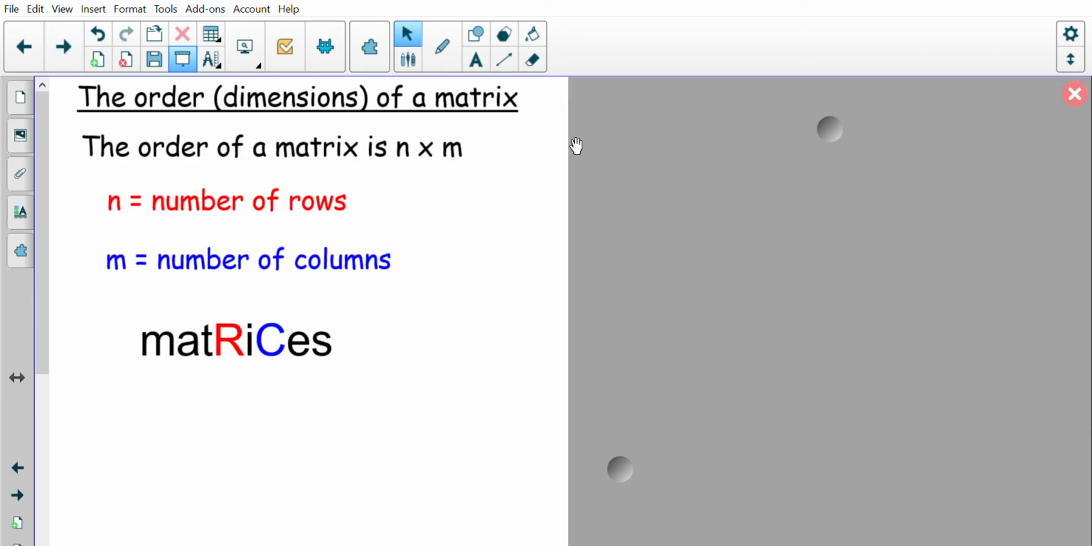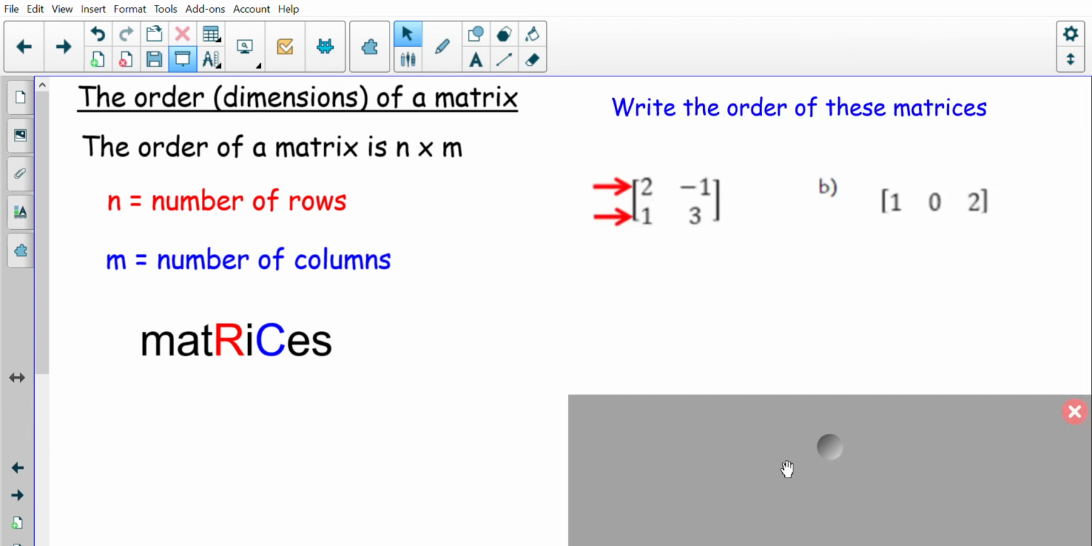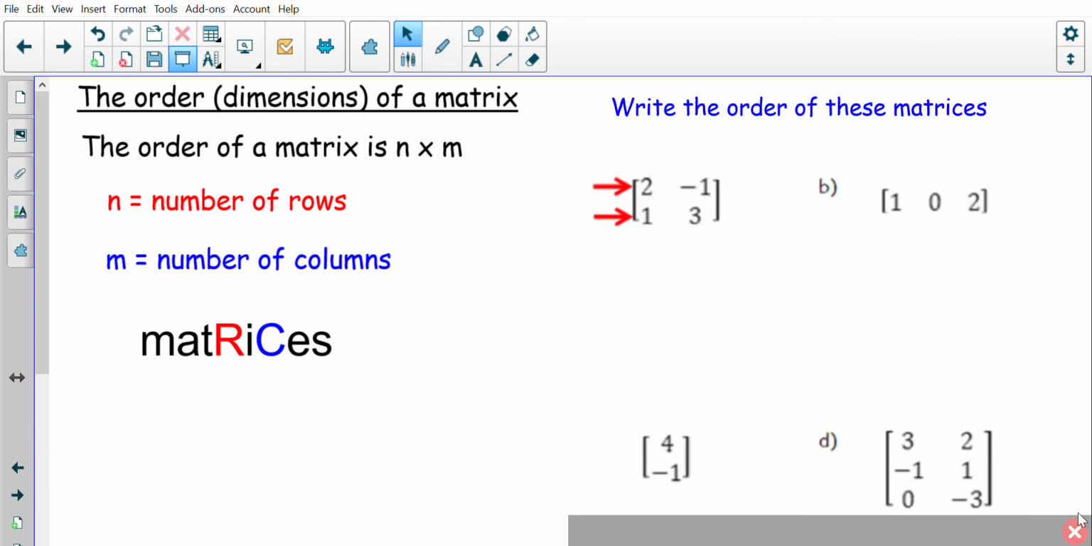The order of a matrix is the matrix's dimensions, and we always give the number of rows first. So if the order of the matrix is n times m, n is the number of rows and m is the number of columns. And the easiest way to remember which way around this is the R comes before the C in the word matrices, so rows comes before columns in the order of a matrix. So pause the video and just have a go at writing down the order of these matrices.